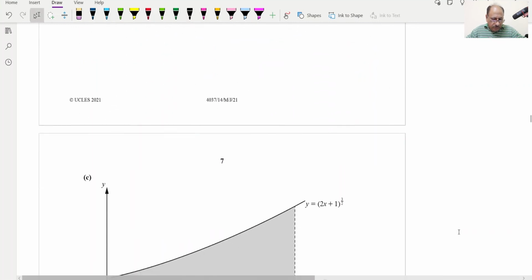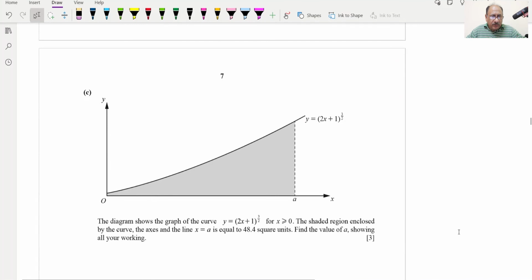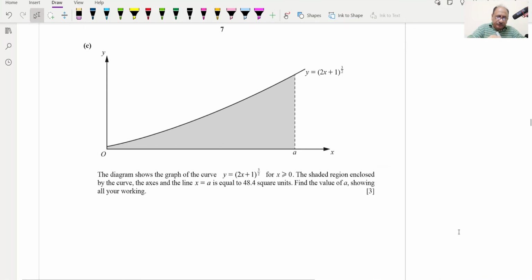Now we can move to the next part, which is C part. C part says the diagram shows a graph of this for x is greater than 0, the shaded region enclosed by the curve, the axis, and the line x is equal to a. So the shaded region is provided, which is 48.4 square units. Find the value of a showing all your working. This will credit us 3 marks.